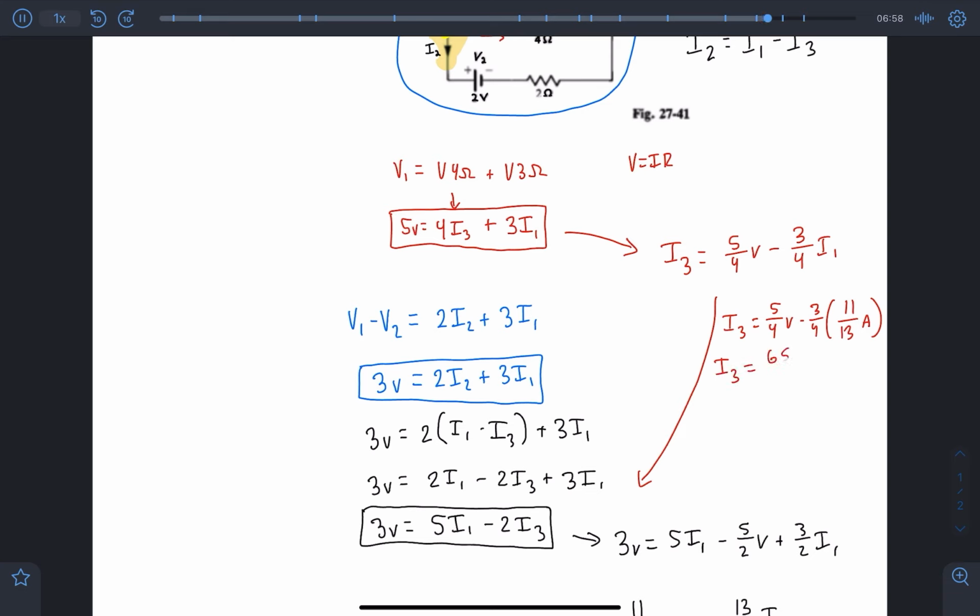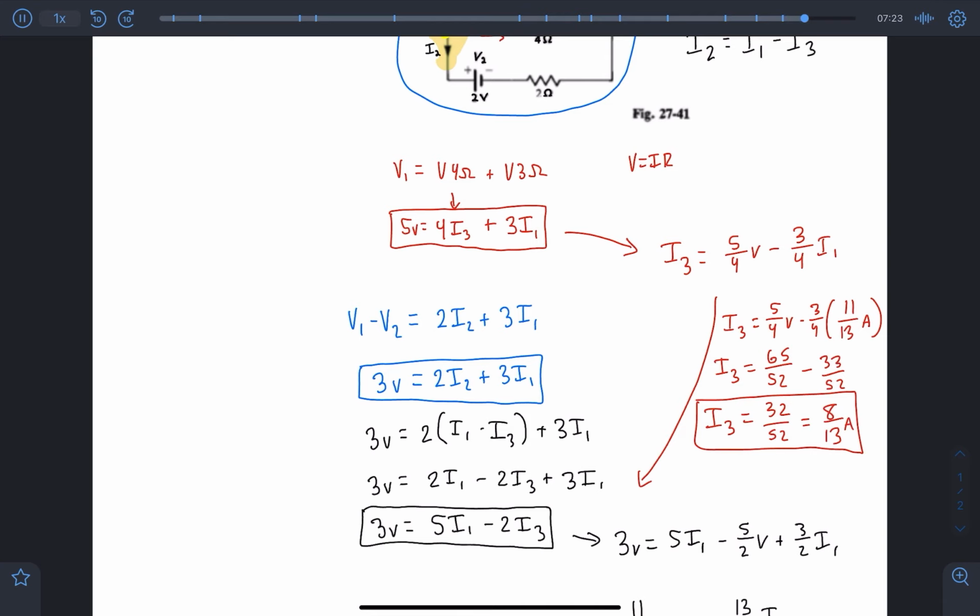And we're left with I3 is equal to 65/52 minus 33/52. That leaves us with I3 is equal to 32/52, and that just simplifies down to 8/13 amps.